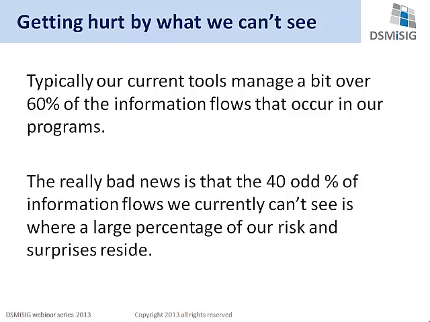The failure to recognize and manage this reality is the precursor of poor performance, because in the end, reality almost always wins. Our current tools typically manage only about 60% of the information flows that occur in our programs. As bad as this sounds, it's actually the good news, because the bad news is that 40-odd% that we are currently missing is where the large percentage of surprises and risks that we run into daily reside. What is needed is a tool which provides a much more complete view of our programs, what the military calls situational visibility on a battlefield.